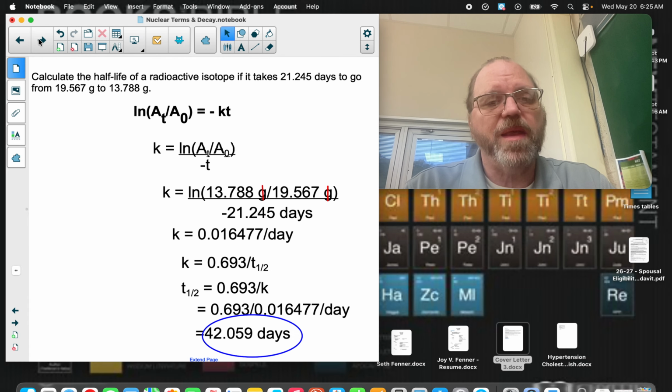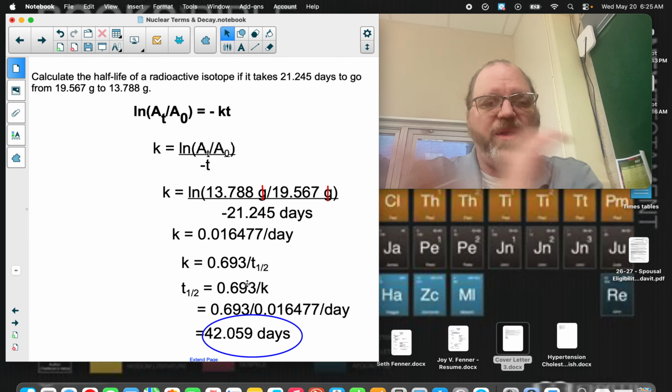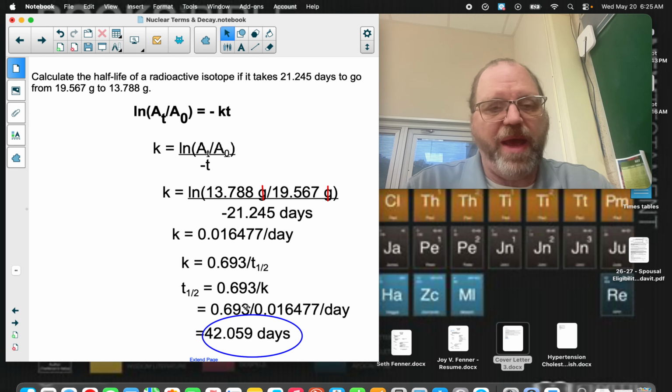Here we go, there's all the work. So we're going to solve for K here. When we solve for K, we get 0.016477 per day. And then we're going to flip the terms to solve for T1/2. T1/2 is 42.059 days. Awesome. That's it.